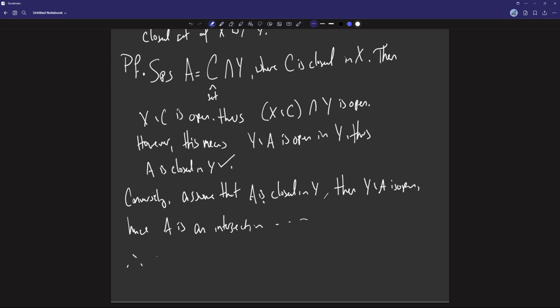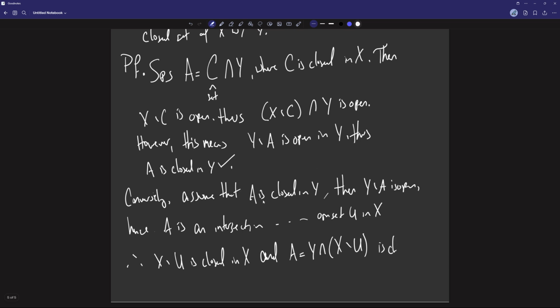Therefore, I guess we could just label the open set U in X. So then X set minus U is closed in X, and A is equal to Y intersected with X set minus U. We just kind of have to reinstate a new open set. We could have just done C, which is also closed in Y.